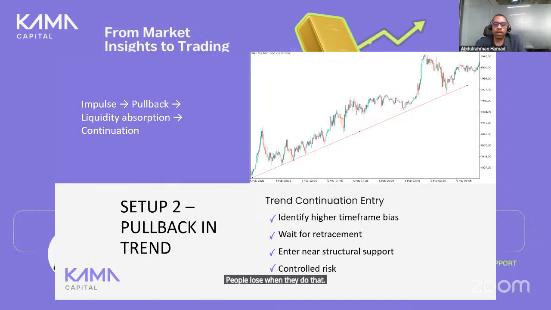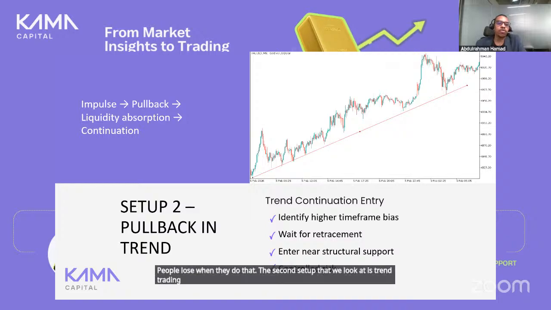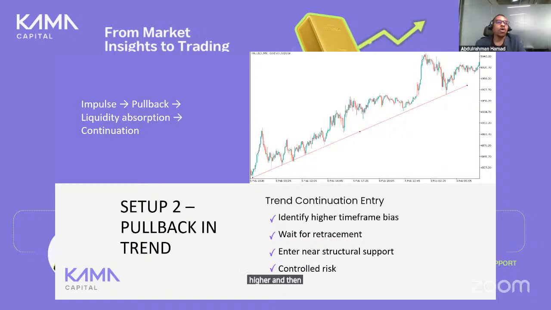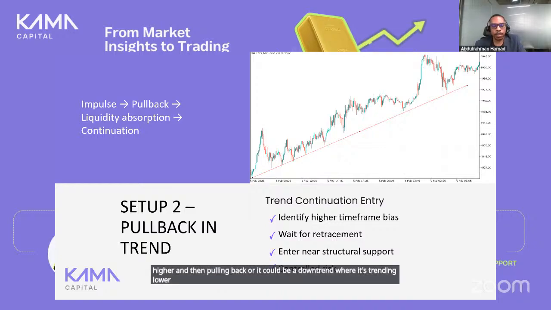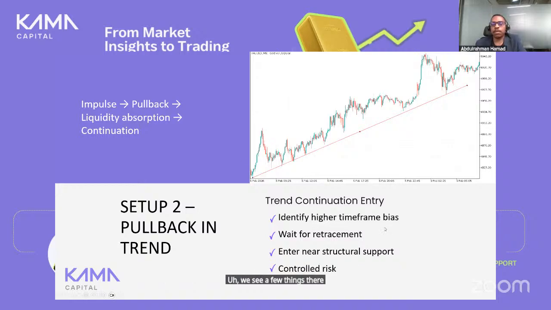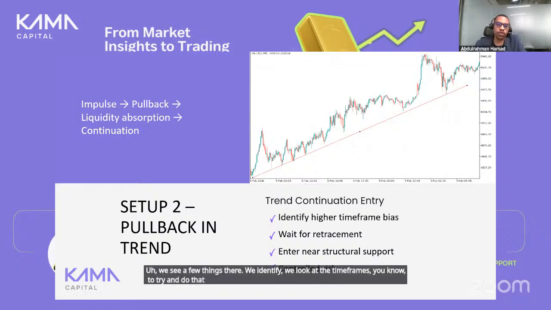The second setup that we look at is trend trading. What we've observed here is that you can see the price moving in a certain direction. It could be moving higher and then pulling back, and then higher and then pulling back. Or it could be a downtrend where it's trending lower, then pulls back, and then continues the same trend. We see a few things there. We look at the time frames, and we wait for the retracement.